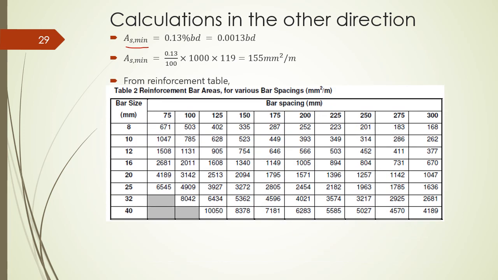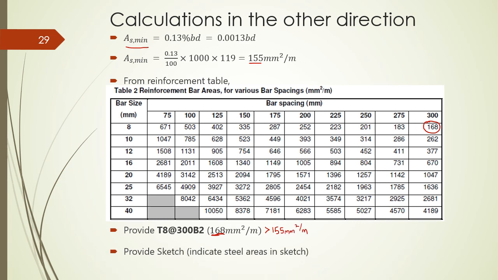From our reinforcement table, we'll provide something larger than 155, which we can see is T8 at 300 bottom 2. It will give us 168 millimeters squared per meter, which is more than 155 millimeters squared per meter. And that will be bottom 2.